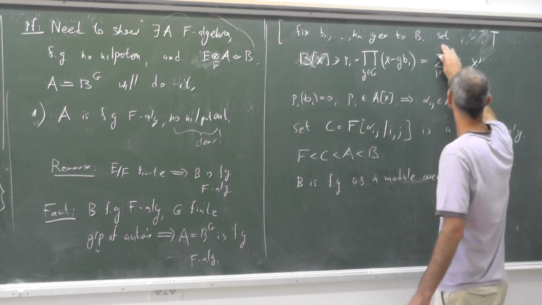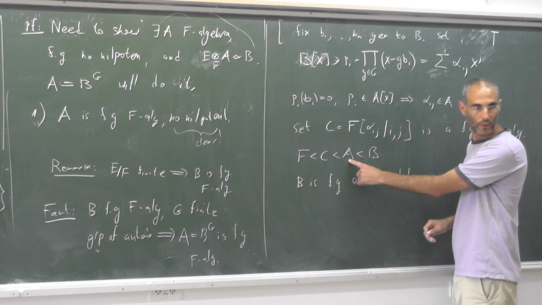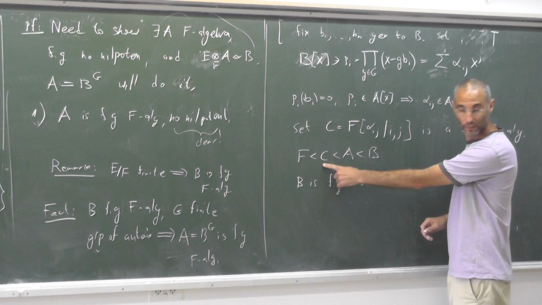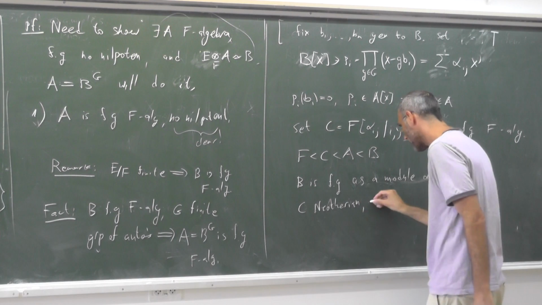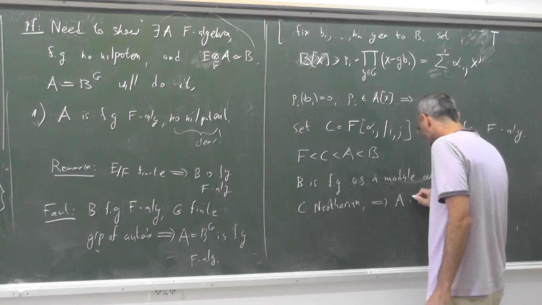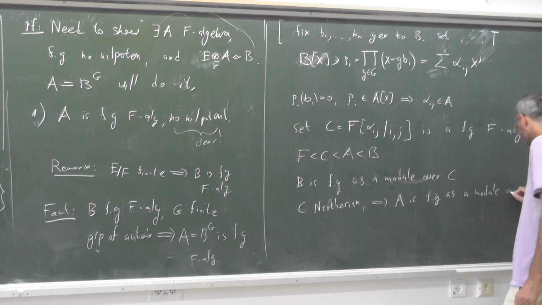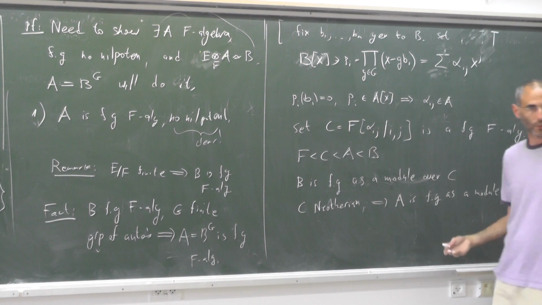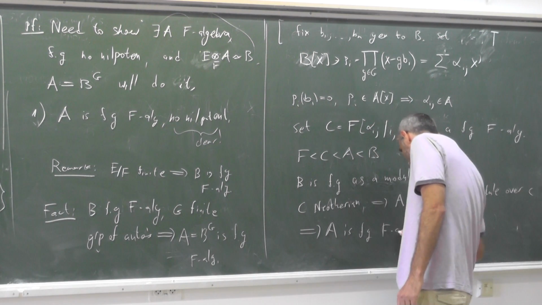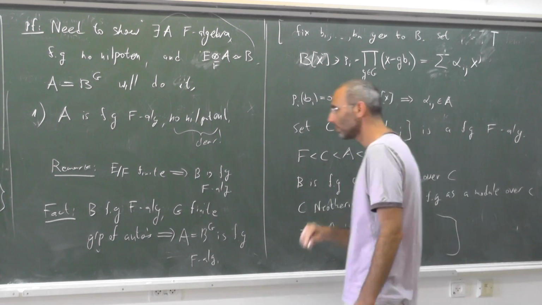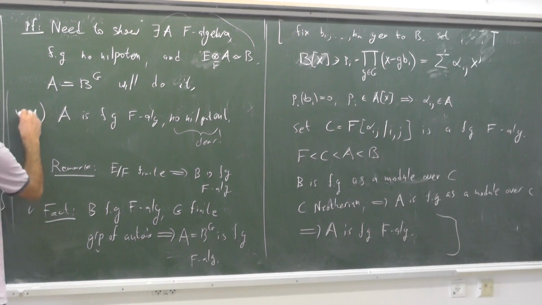Okay, this you've seen. So this is a finitely generated module over that. It means that C is Noetherian. So I get that A is finitely generated as a module over C as well. And C is finitely generated as an algebra, so A is finitely generated. So this is this fact, and we get 1.